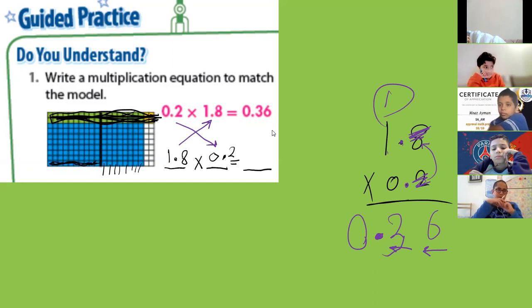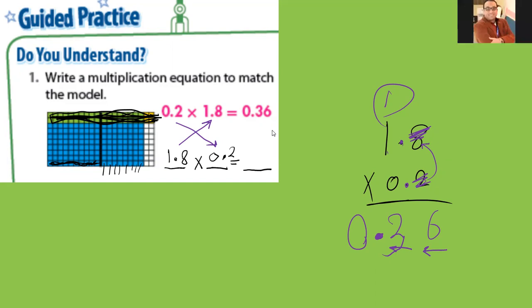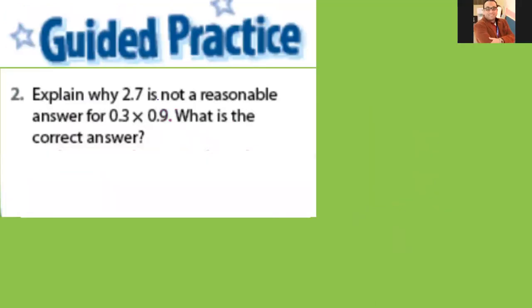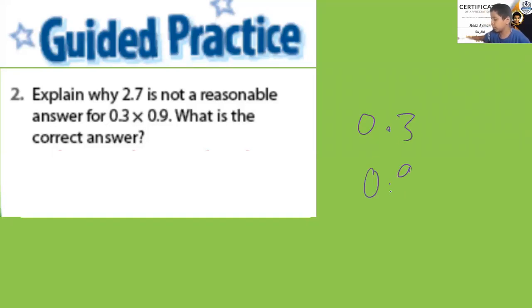Muaz, Ayman. Hello, Mister. Hello, Muaz. How are you? Fine. Question number 2. Can you explain, Muaz? Read, Muaz. Explain why 2.7 is not a reasonable answer for 0.3 multiply 0.9. What is the correct answer?